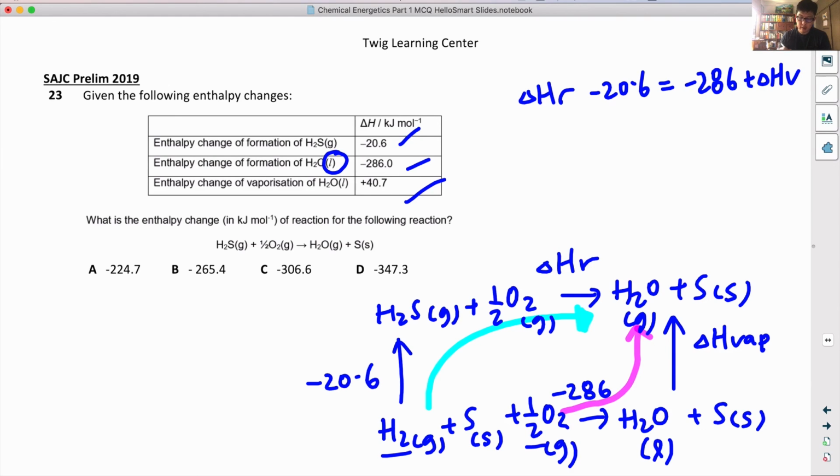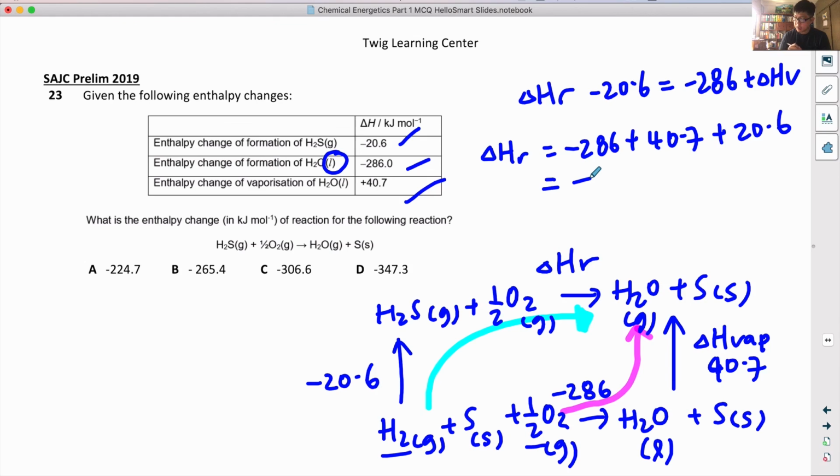So I'm just going to calculate. So change in HR, enthalpy of reaction, is equal to minus 286. Okay, I forgot to write in the value for enthalpy of vaporization, which is actually 40.7. All right, so plus 40.7, and then you plus 20.6. Right. So if you did everything nicely, I think you will get a value of minus 224.7 kilojoules per mole, right? So the answer has to be A. Okay, the answer has to be A.